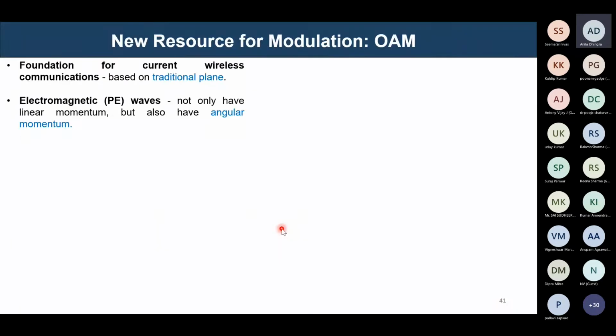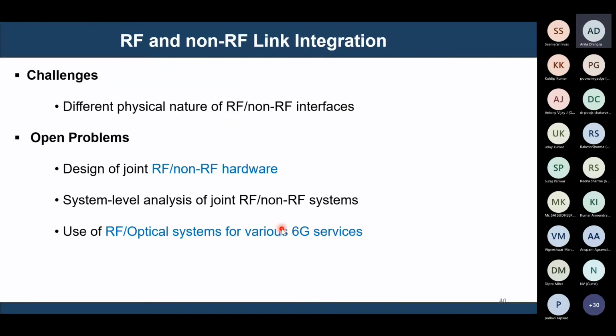So the problem is the integration part. Different segments have to be integrated. This is another research domain that people are looking at for 6G. Please note that in 6G, nothing has been started at a great level right now. Everything is at a planning level, a discussion or review level.